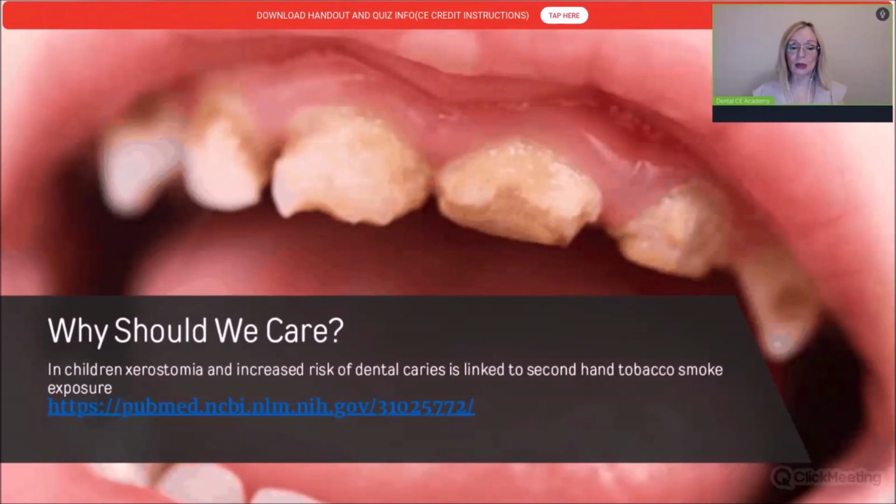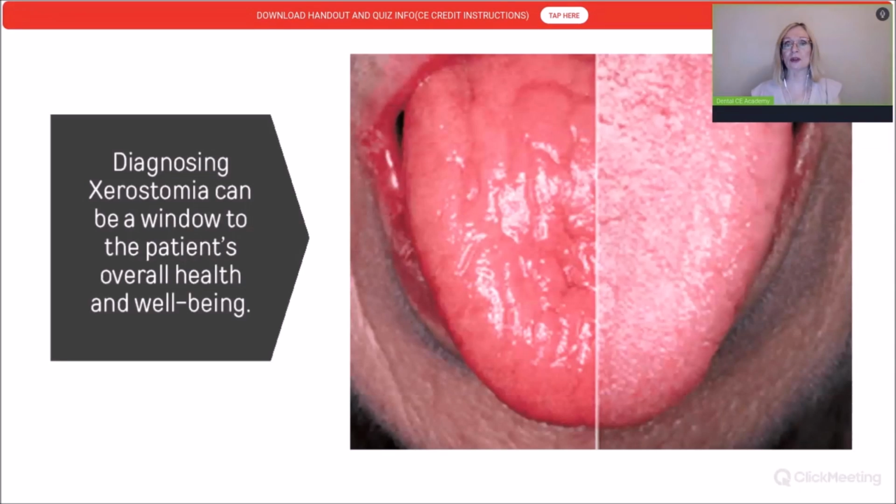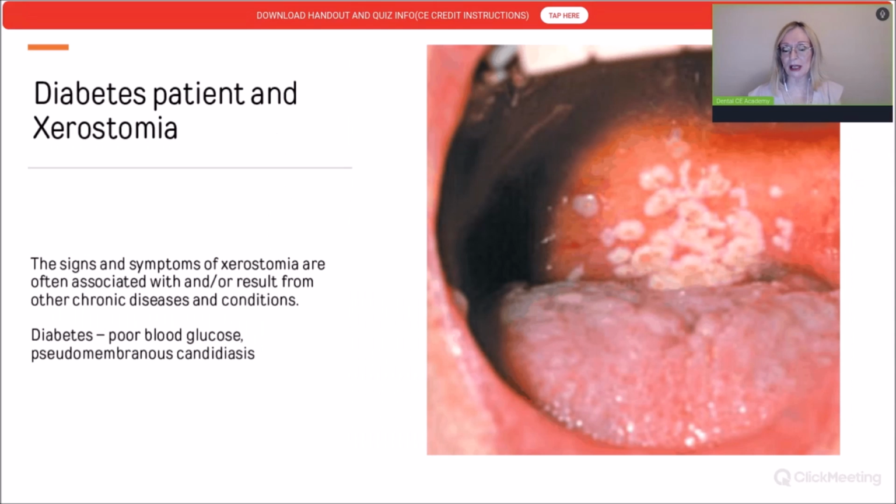In children, xerostomia, an increased risk of dental caries was linked to secondhand smoke. So if you have patients that are smokers, let them know that they could be putting their children at risk for dental decay because of a form of xerostomia that occurs. Diagnosing xerostomia can be a window to the patient's health and overall well-being.